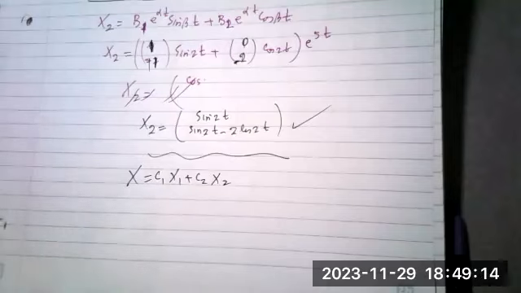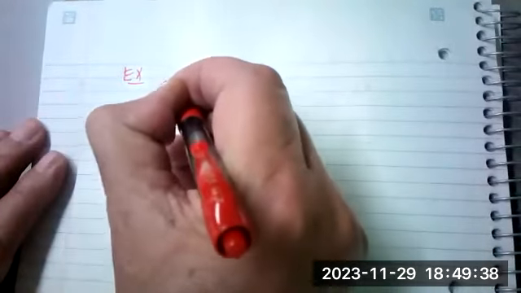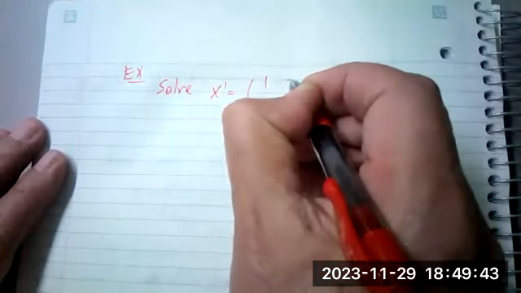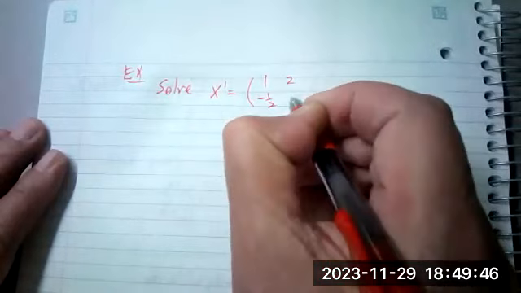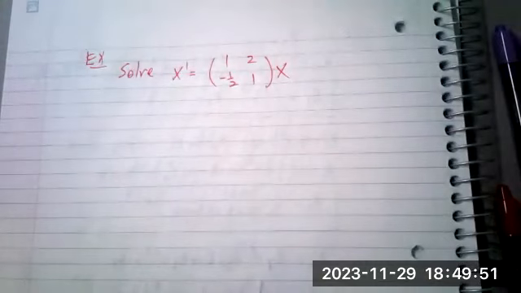I'll give you another one. I'll give you a couple of minutes to try it, to see if you can do it for yourself. Okay, are you ready? So let's see if you can do this one for me. The second example. Try to solve this system: x prime equals the matrix 1, 2, -1/2, 1, times x. Give you a couple of minutes to see if you can do this one.